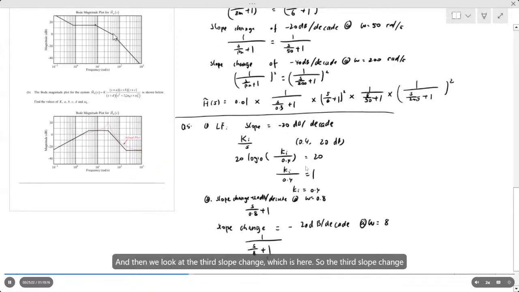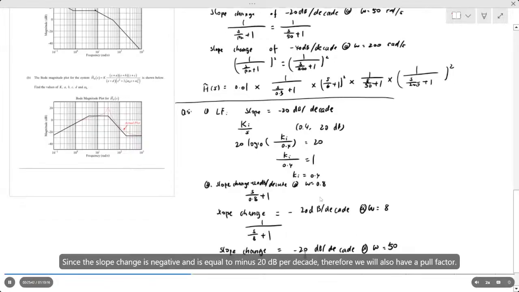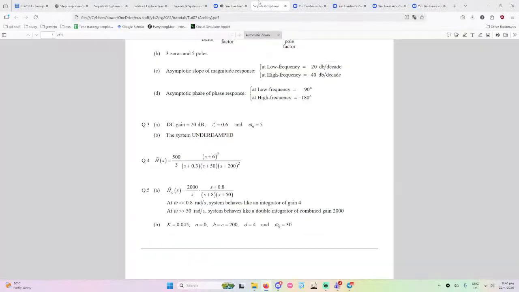And then we look at the third slope change, which is here. So the third slope change is equal to minus 20 dB per decade at omega equal to 50. Since the slope change is negative and is equal to minus 20 dB per decade, therefore we will also have a pole factor, which is 1 over S over 50 plus 1.